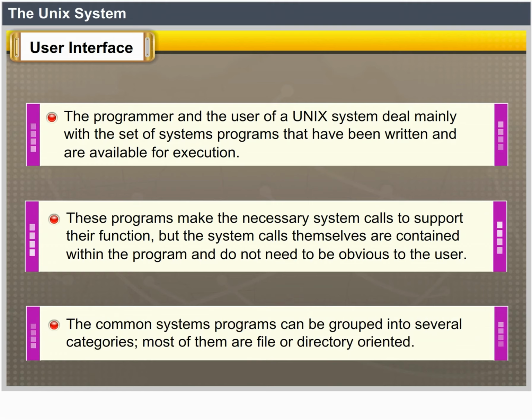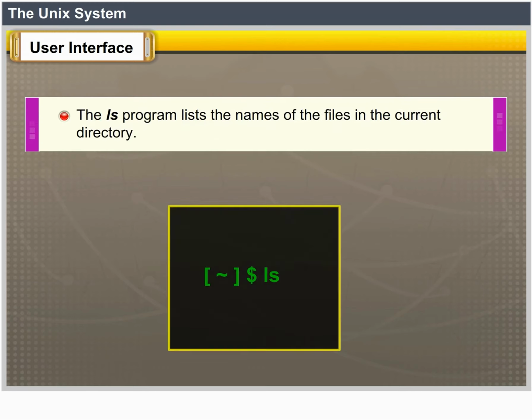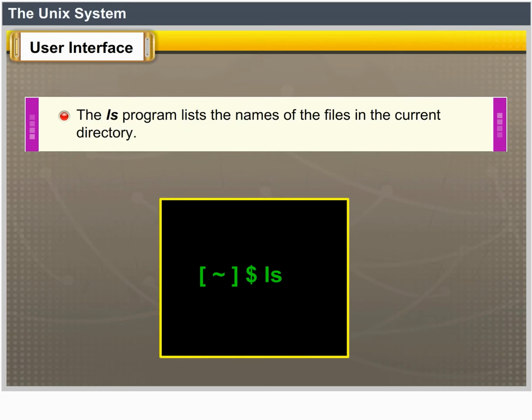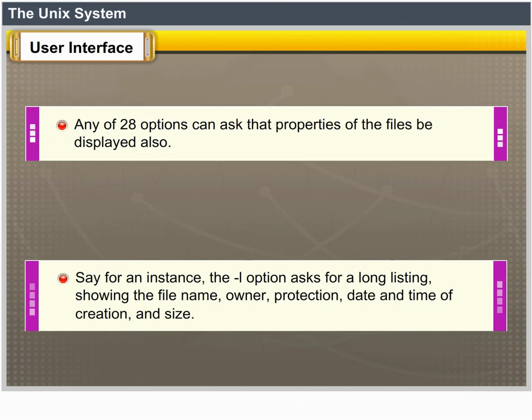For example, the systems programs to manipulate directories are mkdir to create a new directory, rmdir to remove a directory, cd to change the current directory to another, and pwd to print the absolute path name of the current working directory. The ls program lists the names of the files in the current directory. Any of 28 options can ask that properties of the files be displayed also. For example, the -l option asks for a long listing showing the file name, owner, protection, date and time of creation, and size.